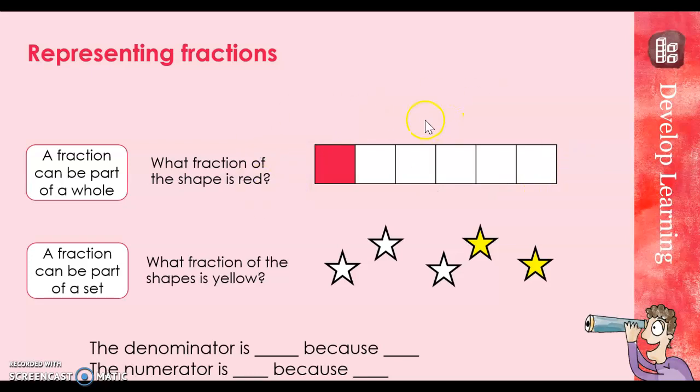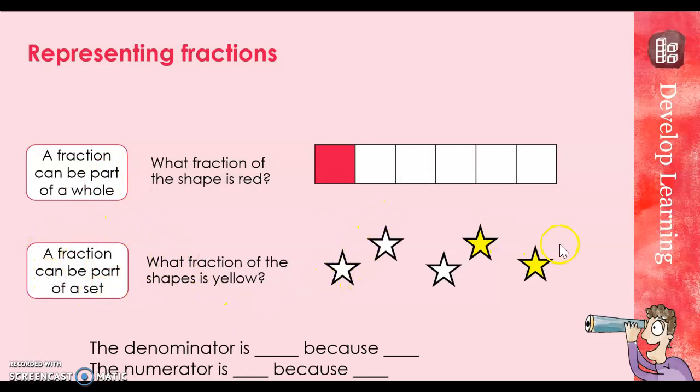Well done if you said 1/6. We can see that the bar has been split into 6 equal parts, 3, 4, 5, 6 there, and one of them is shaded in red, meaning it is 1 out of the 6, so 1/6.